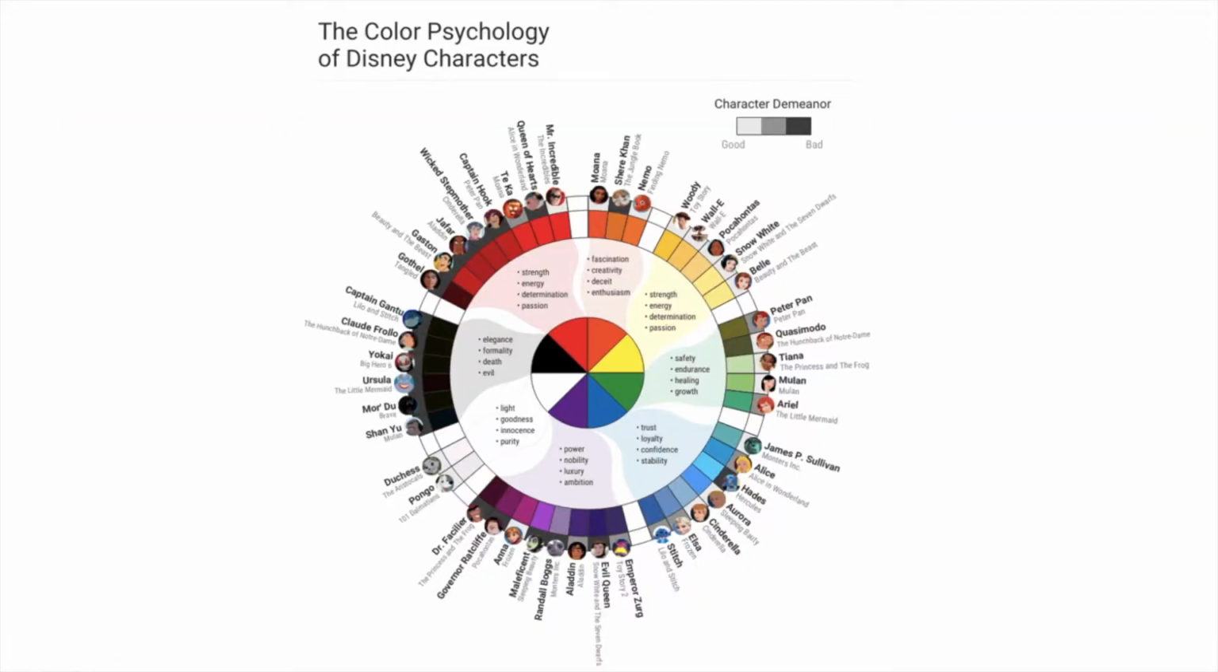I thought this was just kind of fun. This is psychology of color for Disney characters. And you get to see how they divide up the hues and what they say those hues mean, and also which characters fall within those hues.